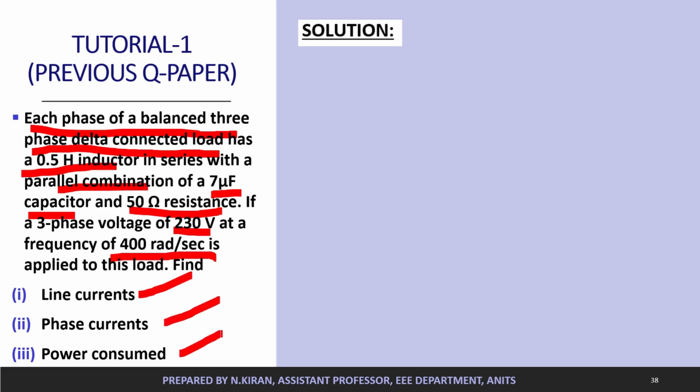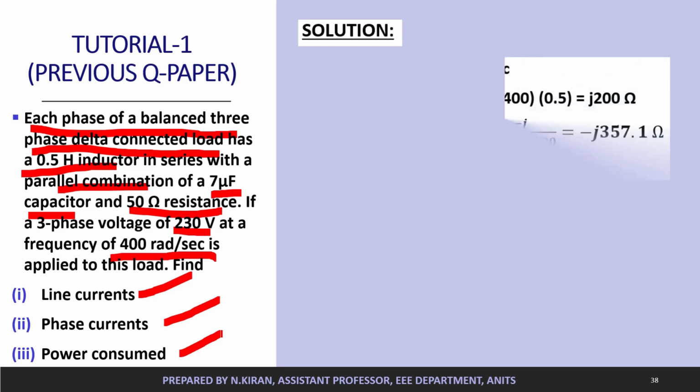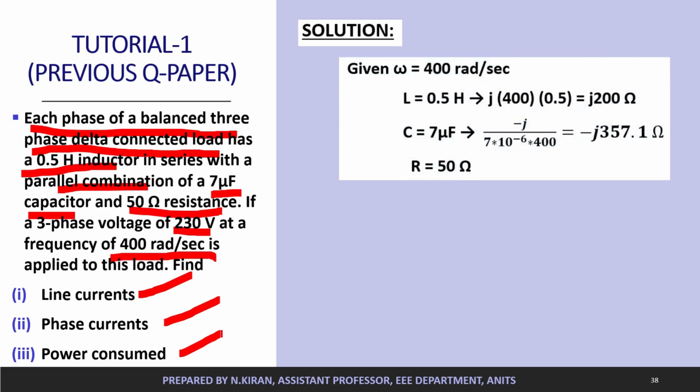So the impedance value is indirectly given. First, always, since the frequency omega 400 radians per second is given, try to convert the inductor and capacitor values in jXL and jXC forms. So we know that inductor is nothing but j omega L, and capacitor is represented as minus j by omega C. So on substituting all the values, I'll get the value of inductive as well as capacitive reactance.